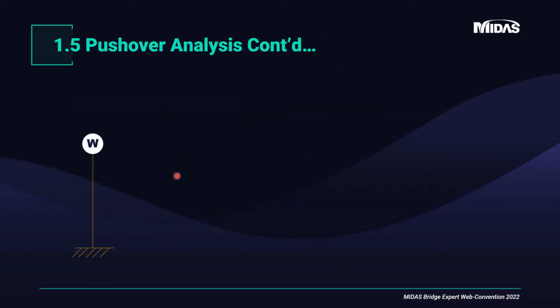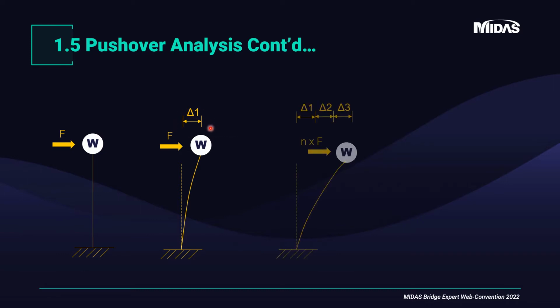So let's try to understand the concept of pushover analysis using a simple SDOF system like this. When we apply a lateral force of F magnitude, we can see an elastic displacement of delta 1. And if we further increase this lateral force to a certain extent, we can see the increase in the lateral displacements, which is delta 2 and delta 3. And after certain displacement, then we can see the yielding, that means the formation of the plastic hinge.